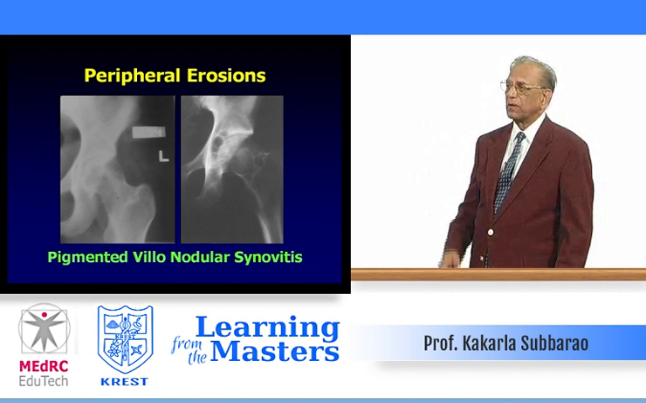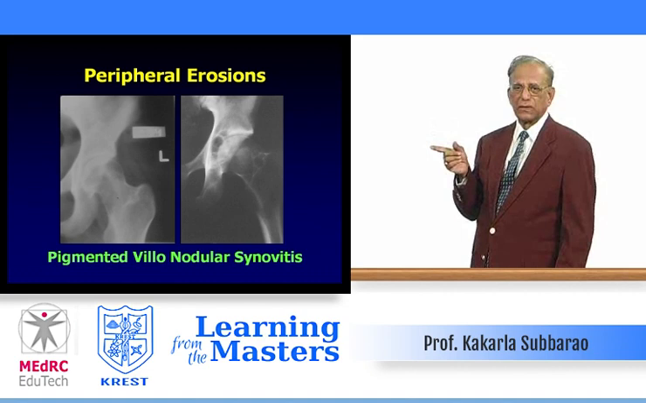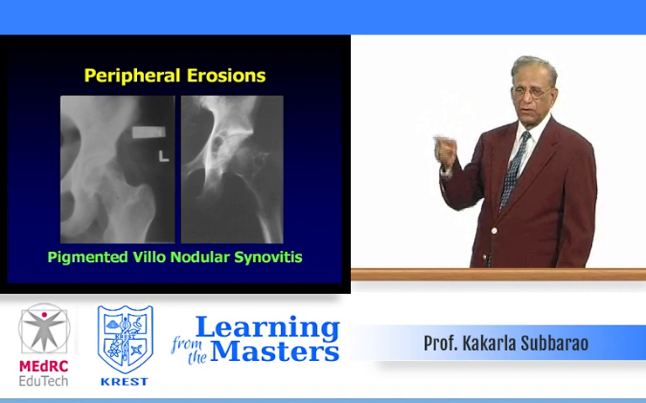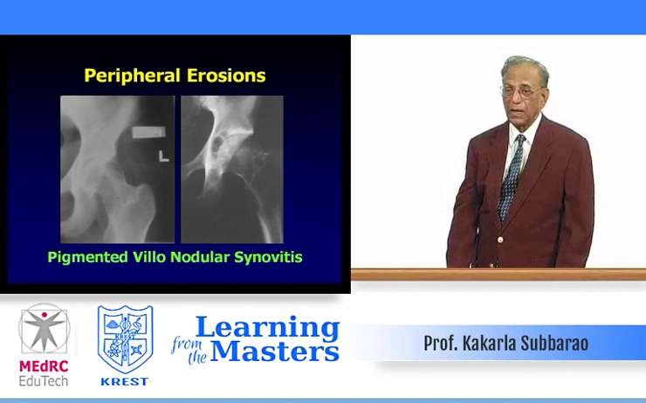Peripheral erosions, there are several causes. In this particular case, it is pigmented villonodular synovitis. There is proliferation of the synovium for unknown reason and it produces multiple erosions. These erosions may extend along the synovial sheath or tendon sheath. Lack of osteoporosis is important here.